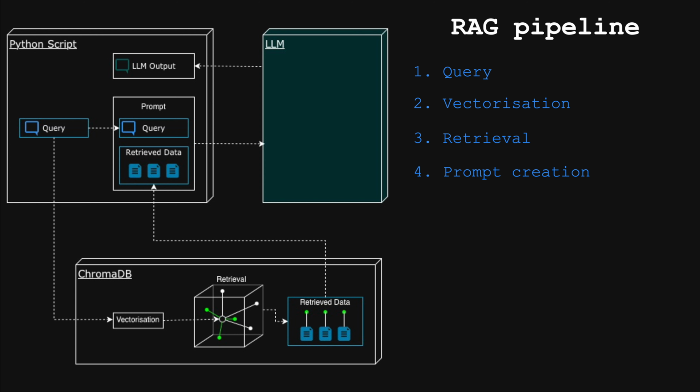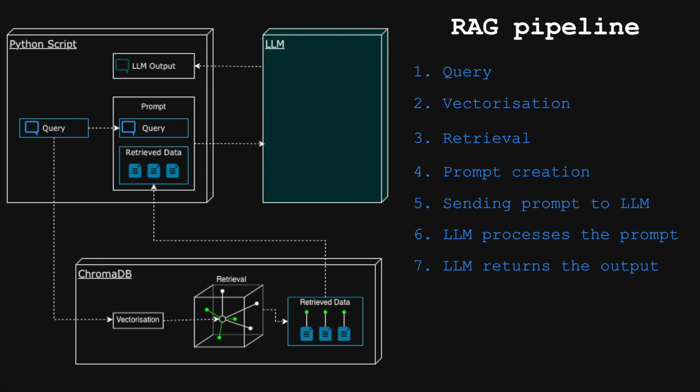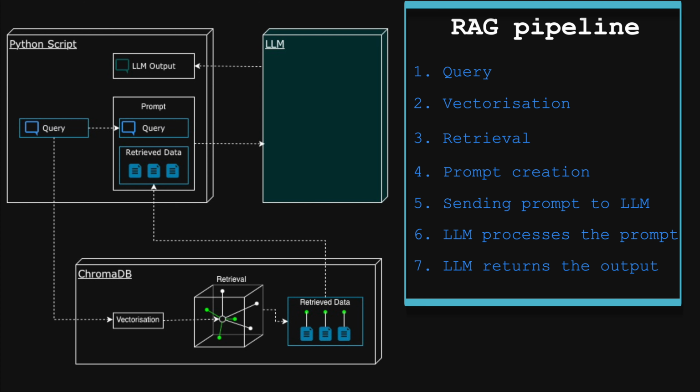Next, the script sends this combined prompt to the LLM, the large language model. The LLM uses both the query and the retrieved data to generate a grounded, context-aware response. The output is then returned to the Python script. This simple loop forms the foundation of retrieval-augmented generation, and Chroma DB makes it possible to add memory and context to your local AI applications.